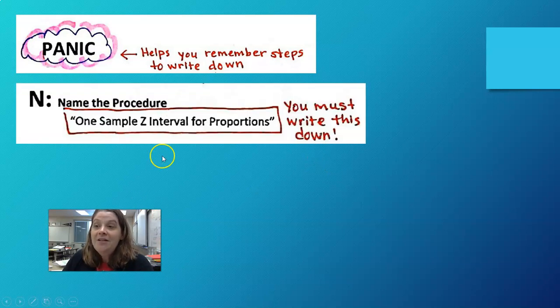All right, now the next thing we want to do is name that procedure. This is something that you're going to need to write down. This one is a one sample z interval for proportions. And if you'll get in the habit of writing these down correctly, it can be a good point grab later on. A lot of work can be saved.